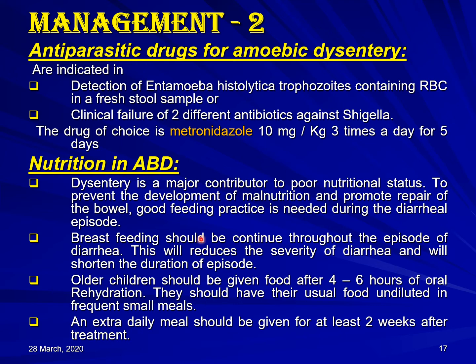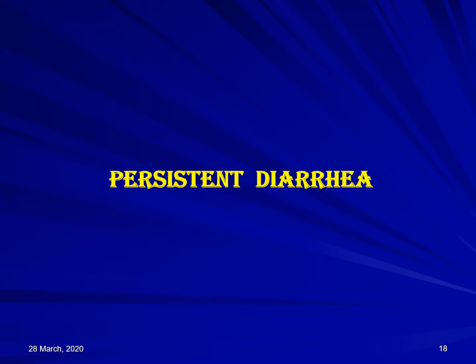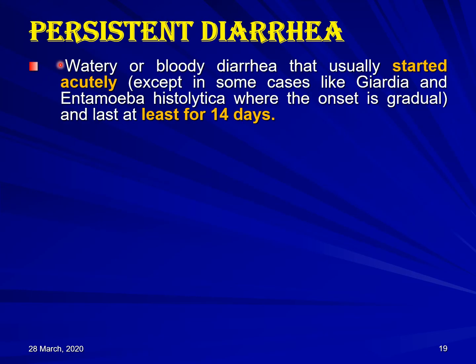You can see the same 3 points in the blood diarrhea as in the water diarrhea. Now we come to persistent diarrhea. Persistent diarrhea indicates watery or bloody diarrhea that usually started acutely and lasts more than 14 days.